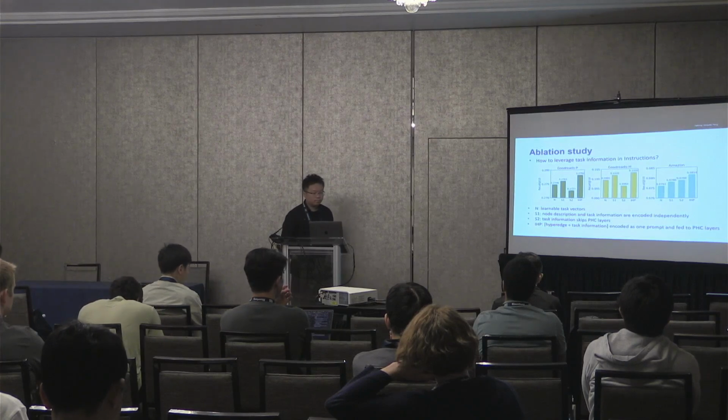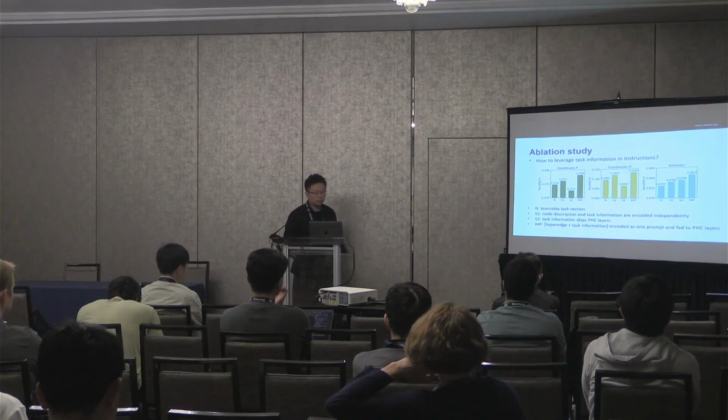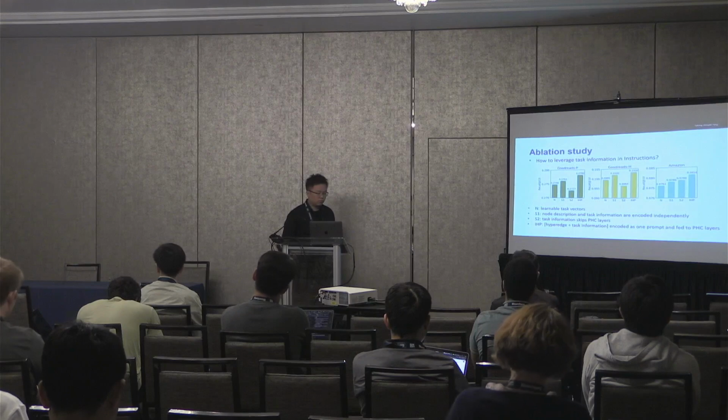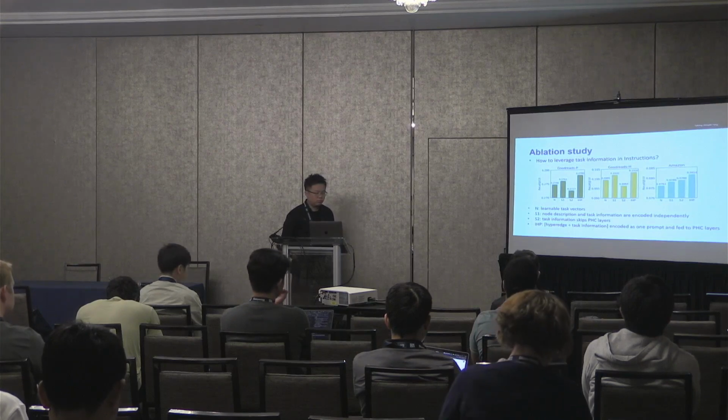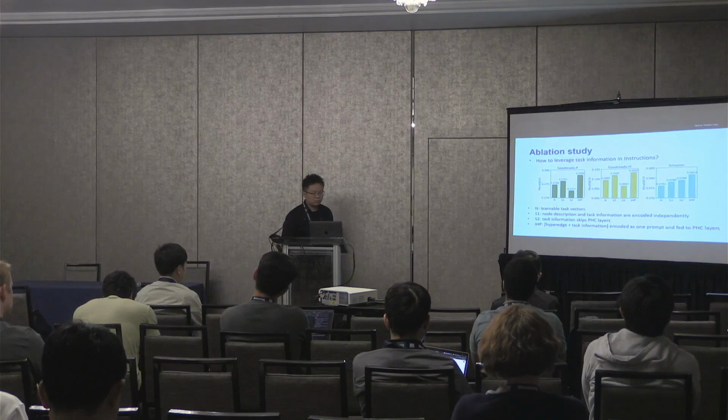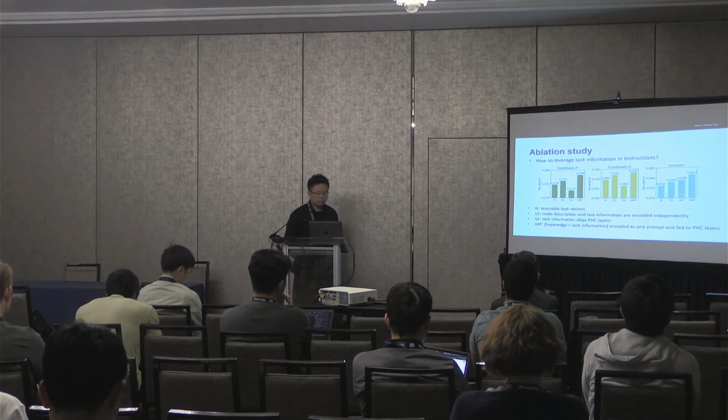The poor performance of the first variant verifies the limitation of learnable vectors compared to text-based instructions. And the other two variants also have worse performance because separately encoding the node description and the task information will ignore the semantic connection between them.